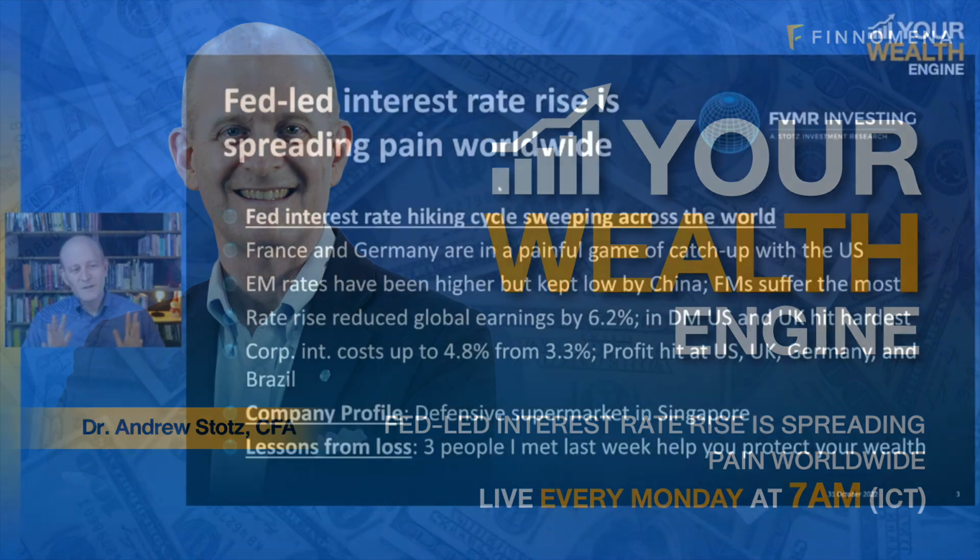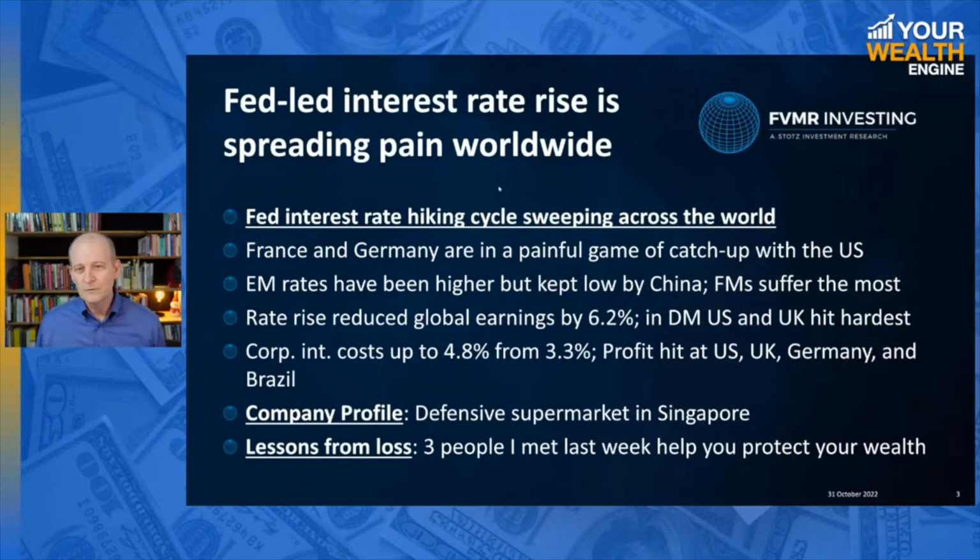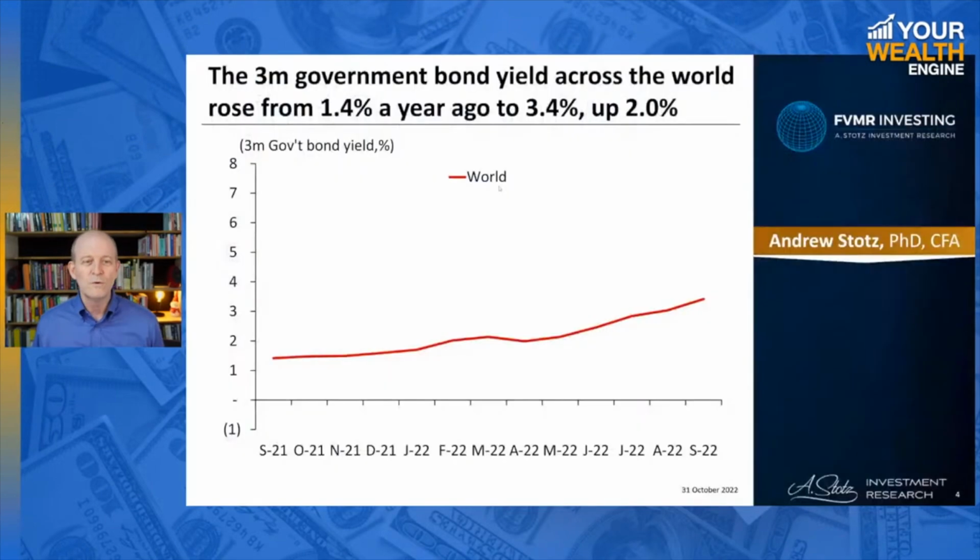Let's get started with the Fed interest rate hiking cycle sweeping across the world. The 3-month global government bond yield across the world rose from 1.4% a year ago to 3.4%, which is up 2%. Now, this chart actually looks at every country in the world.